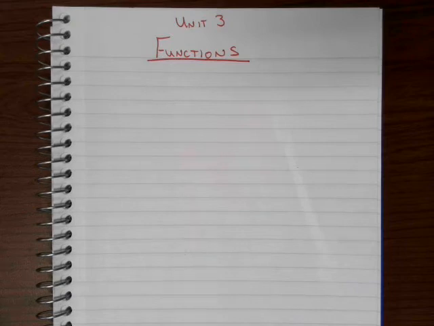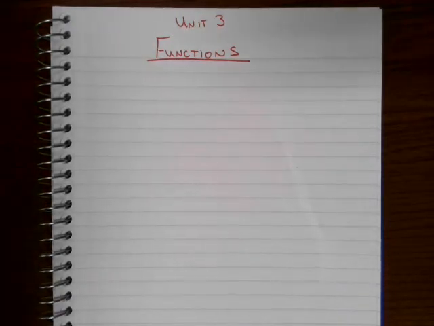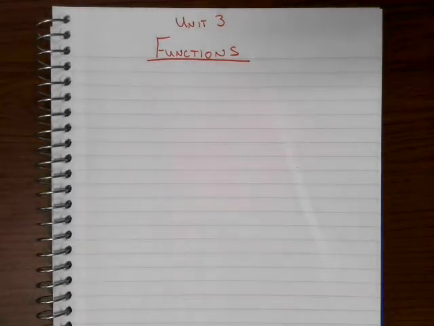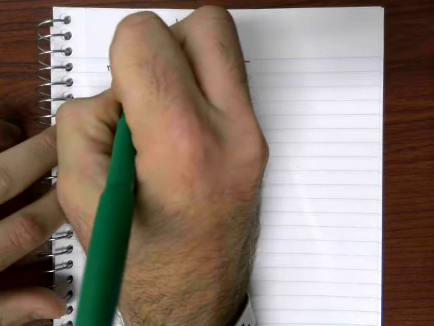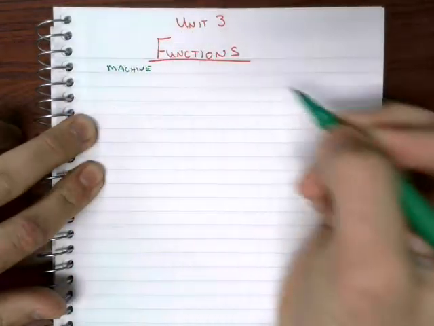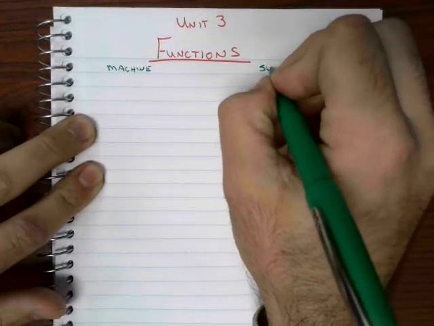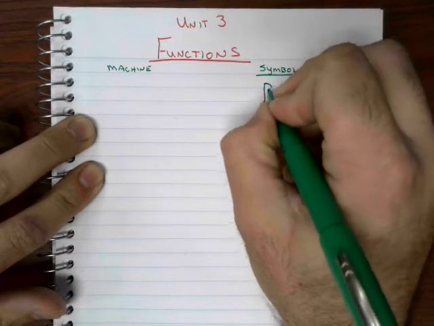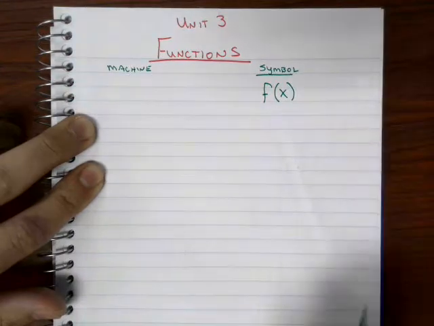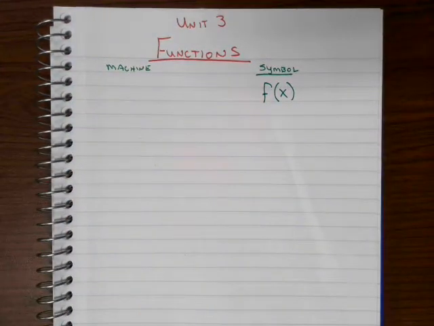So, functions, okay? What functions are, you can think of them as a machine. Think of them as a machine. Our symbol for functions, you're going to see this a lot. Instead of the word functions, you're going to see this f of x. We say f of x.